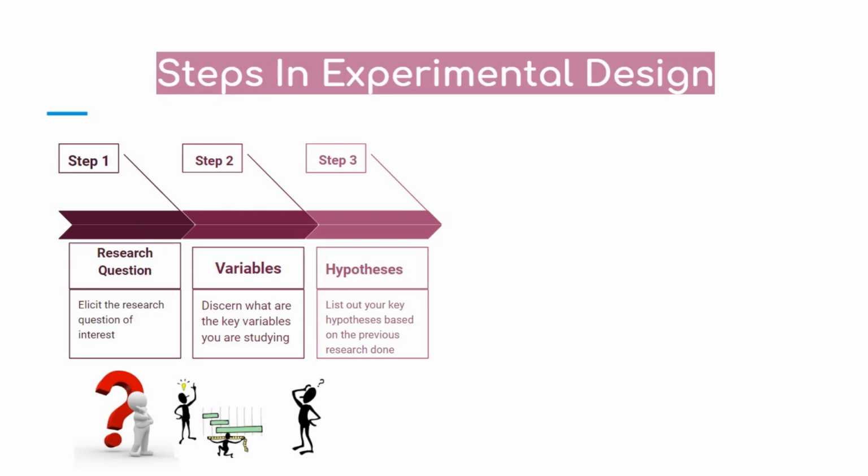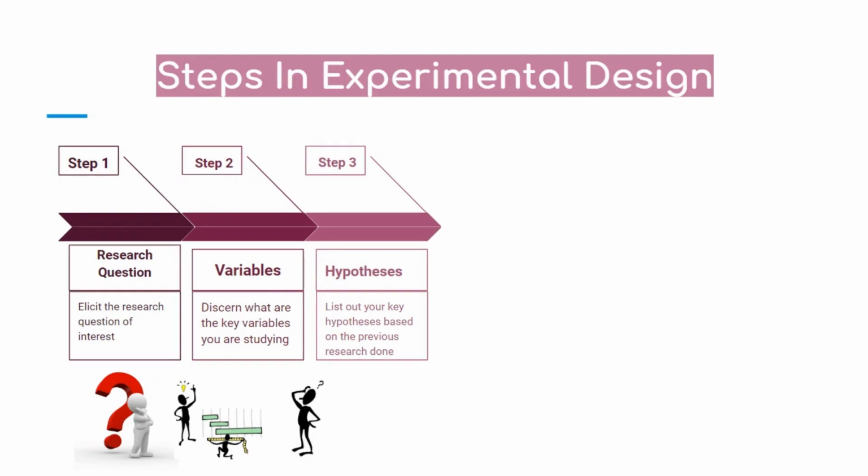Moving on to the third step. The third step in experiment designing is to list out the key hypotheses that you have developed, probably based on previous research undertaken in the area of research interest or research question, or probably based on previously established theoretical frameworks in that specific area in which your research study is based. An example of a hypothesis could be that greater number of items are recalled with the greater number of memory training sessions.